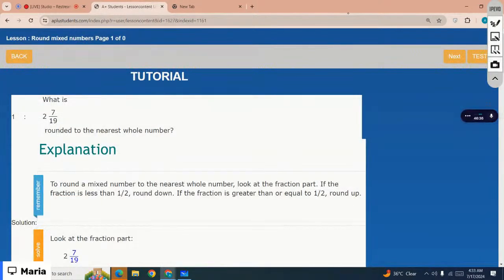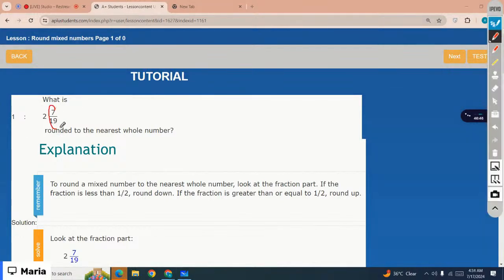Okay, what is 2 whole 7 over 19 rounded to the nearest whole number? So you need to round off the mixed number, right? You have a fractional part, 2 whole 7 over 19. So just look at the 7 over 19. You have to compare this to the 1 by 2. If that is greater than 1 by 2, you need to round up. And if that is less than 1 by 2, you need to round down.